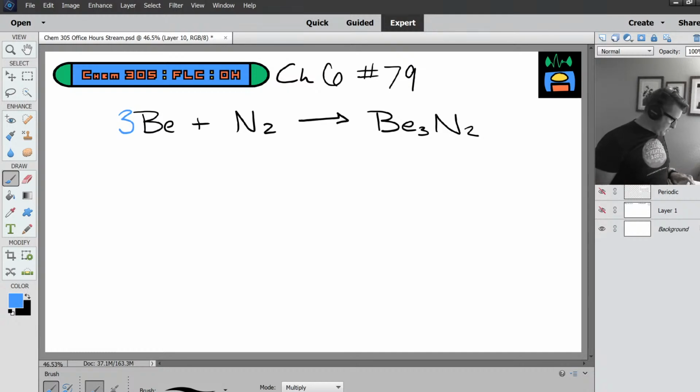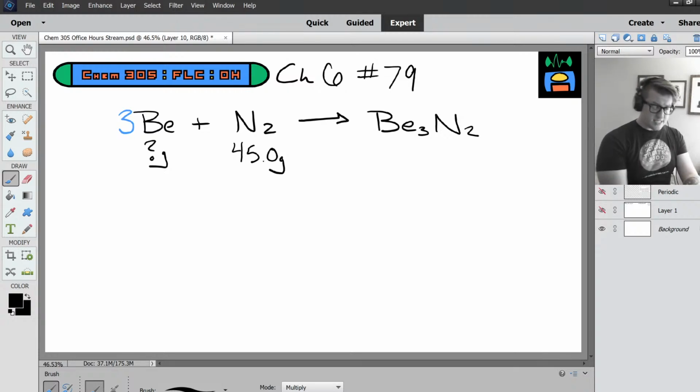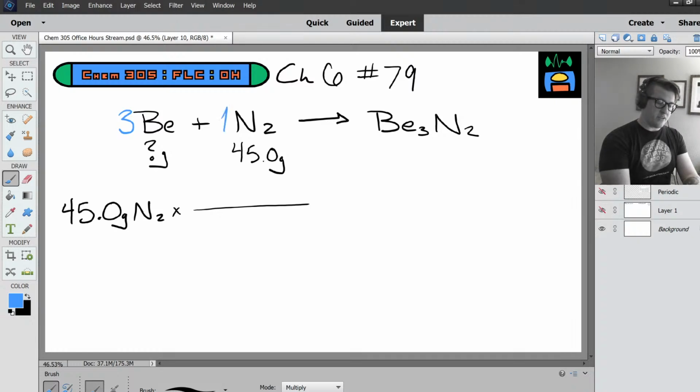So we're asked to find the mass of beryllium. How many grams of beryllium are needed to react with 45.0 grams of nitrogen to make this product? Again, we have a mass of nitrogen. This time they're asking about how many grams of our other reactant we're going to need, not grams of product, but the process is exactly the same. We're going to take our 45 grams of nitrogen. We know the mole to mole ratio: 1 mole of nitrogen reacts with 3 moles of beryllium because that's our balanced chemical equation. But we have to start by converting our grams of nitrogen to moles.